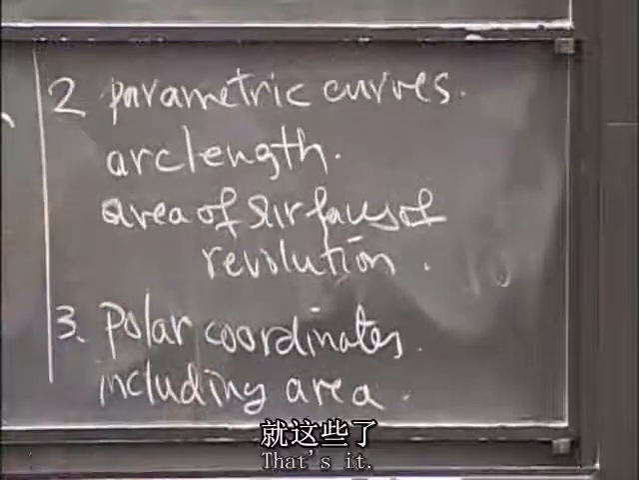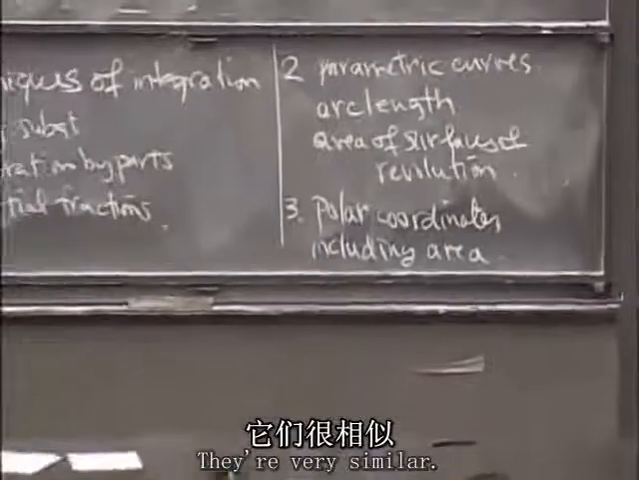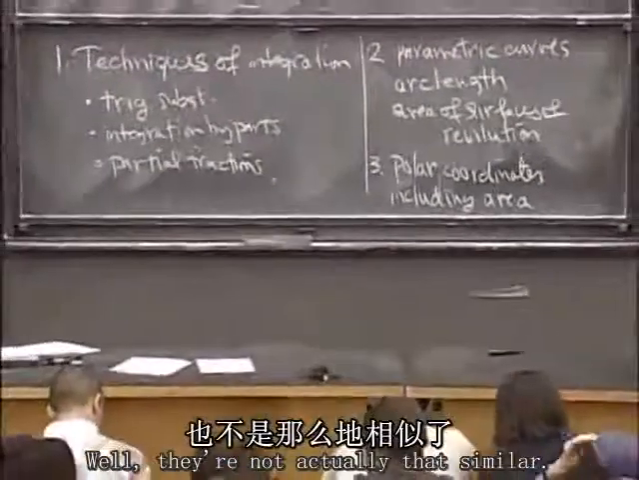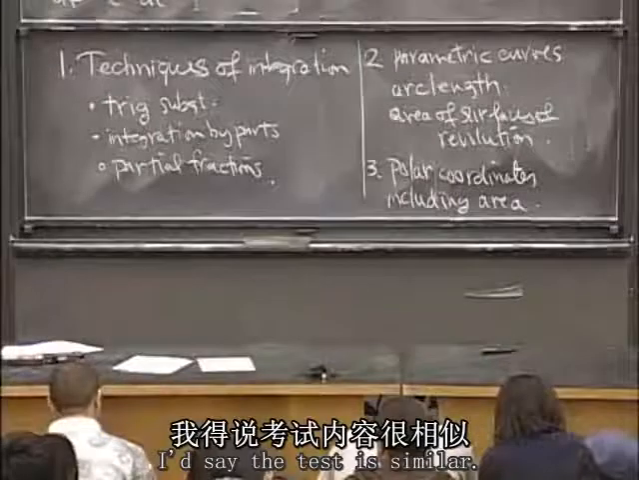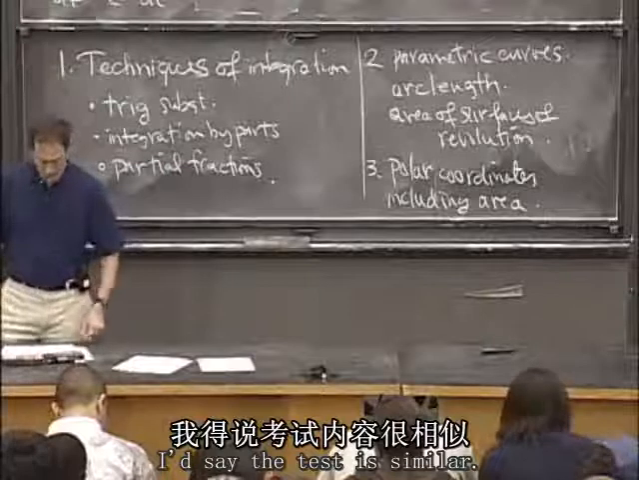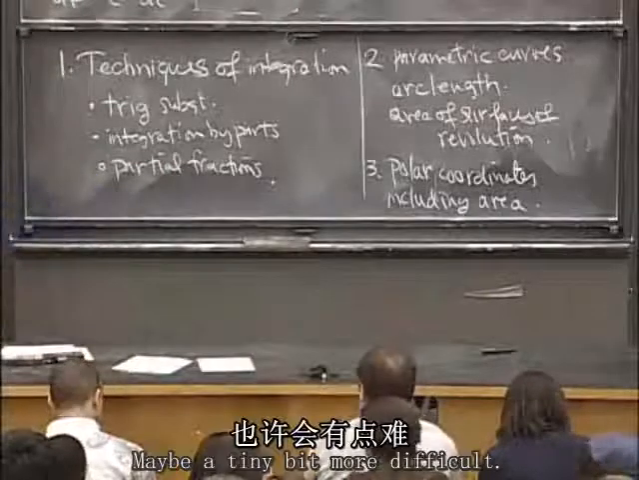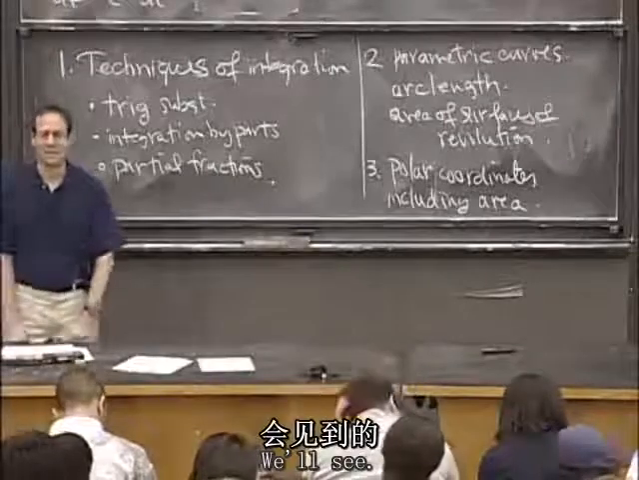All right, that's it. That's what's on the test. There are 6 problems. They're very similar. Well, they're not actually that similar, but they're somewhat similar to last year's. I'd say the test is maybe a tiny bit more difficult. We'll see.